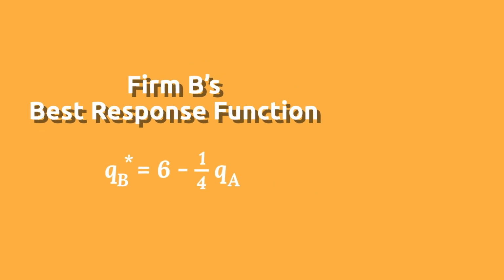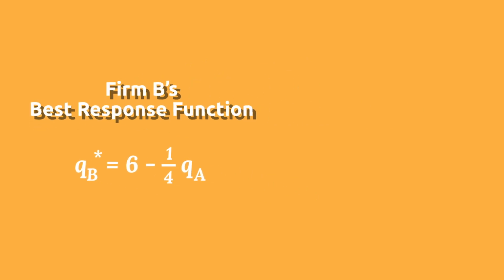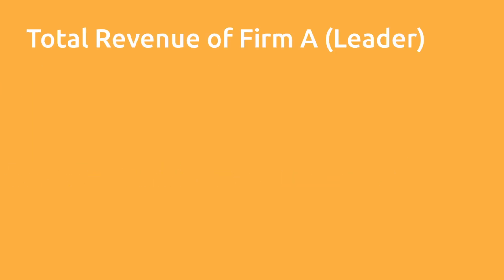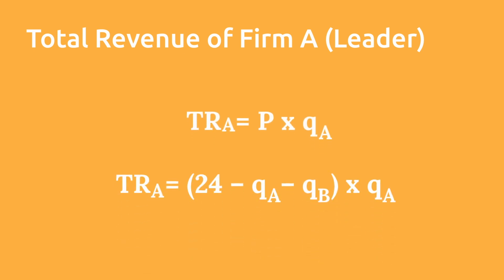Anticipating firm B is going to act according to the best response function. How will firm A maximize its profit? We can work out the solution by looking at firm A's total revenue and total cost. Similar to the case before, the total revenue TR of firm A is TRA equals P times QA, or TRA equals (24 minus QA minus QB) multiplied by QA.